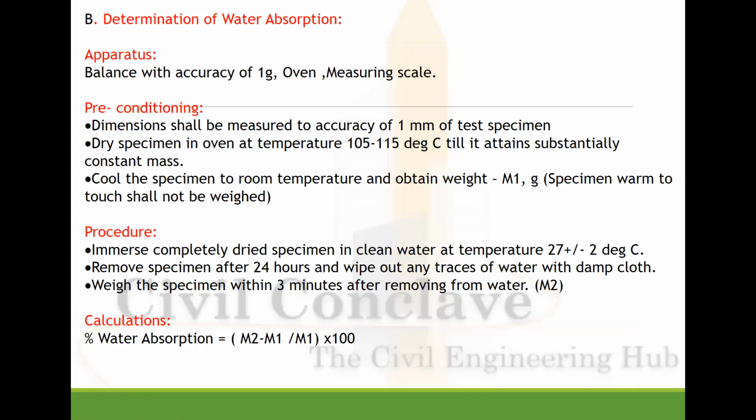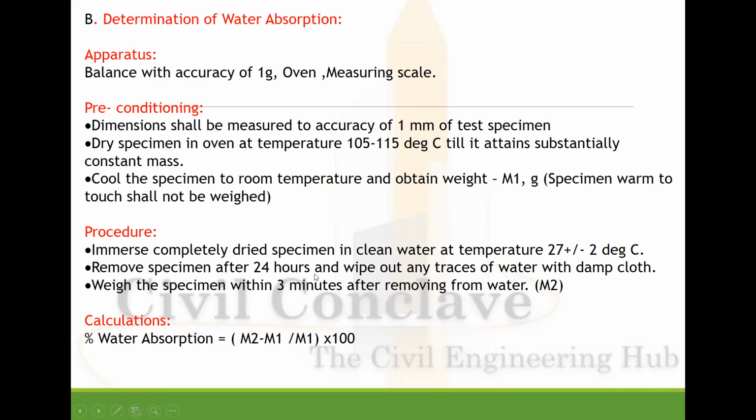Take the measuring weighing scale with a 1 gram accuracy. Okay. Check all the dimensions of the bricks. The specimen is to be kept at a hot temperature so that it can be dried. Cool the specimen to room temperature. Afterwards, completely immerse the specimen in the water. Remove the specimen after 24 hours. Wipe out the surplus water. Weigh the specimen within 3 minutes of removing it from the water.